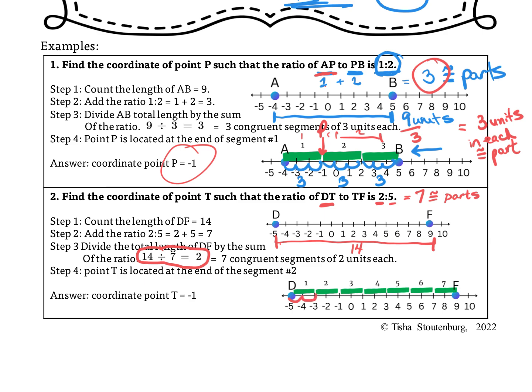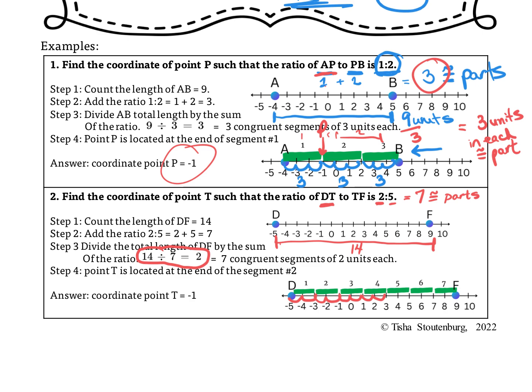See, 1, 2, 1, 2, 1, 2, 1, 2. Every congruent piece is 2 units in length. That's how I get my 7 congruent parts.